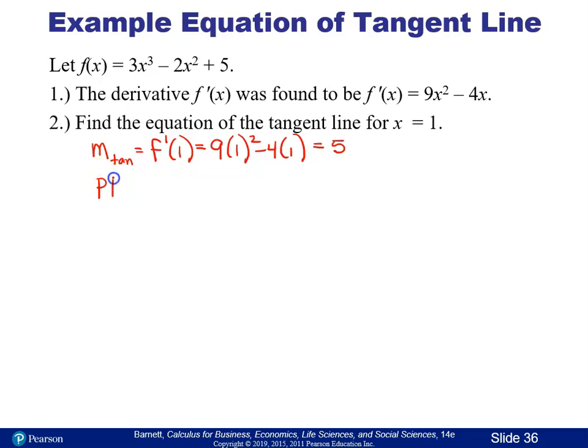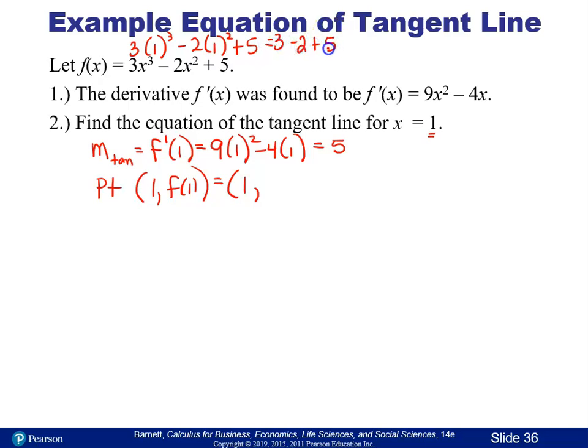Okay, and then I need a point. That point is going to be the x that I want, which is 1, and then f of 1. So I'm going to plug 1 into the original function. That would be 3 times 1 cubed minus 2 times 1 squared plus 5. So 3 minus 2 plus 5 is going to be, it looks like, 6.